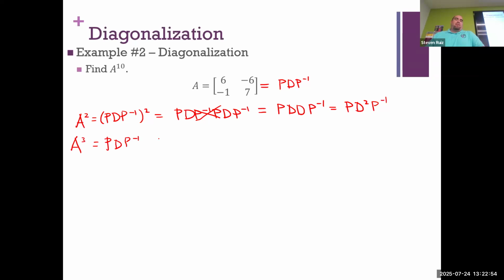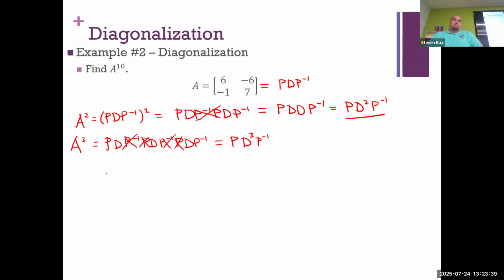I'm not going to count all the way up. So I could call A to the 10th, A squared to the 5th, and I could lay out these. But also let's look at A to the 3rd here. All these inner P inverse and P are going to cancel each other out, right? So this is going to become P times some power of the diagonal matrix times P inverse.